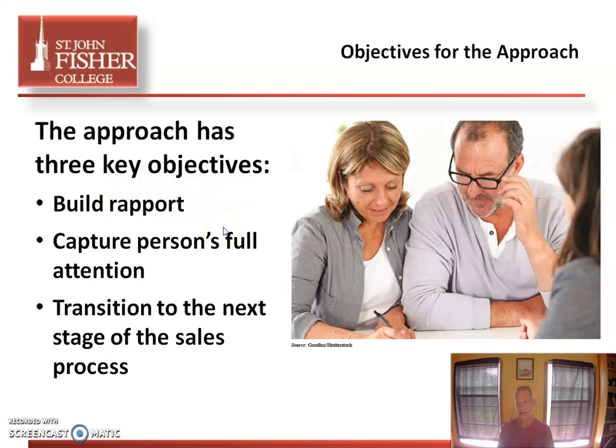So again, I'm going to stop this portion of the video. And as I stop, I want to review. The approach has really 3 key objectives. Build rapport and capture their attention. Understand how much time you have. Understand who's part of the buying process. And then finally, transition to the next stage of the sales process. All right, that concludes part 1 of chapter 10, which is the approach. I'll be back with part 2 in just a minute.